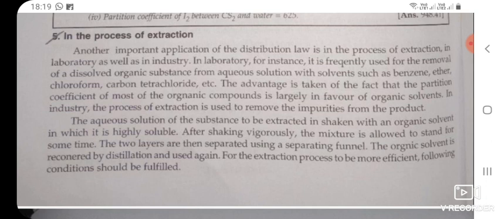For the extraction process to be more efficient, the following conditions should be fulfilled.